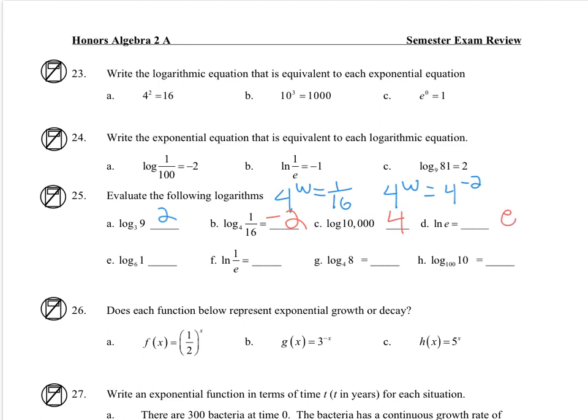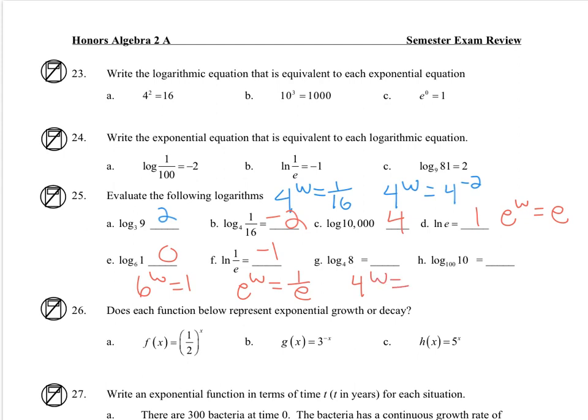D is e to what power is e? Well, that's 1. E is 6 to what power is 1? Anything to the 0 is 1. F is e to what power is 1 over e? It's going to be negative 1.